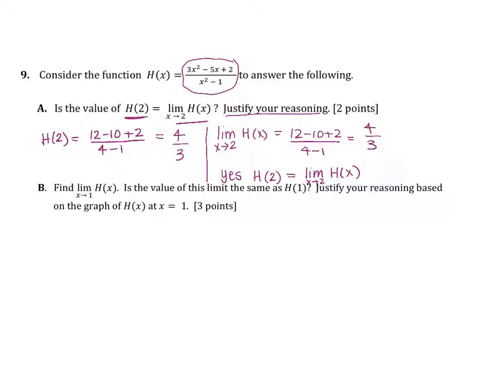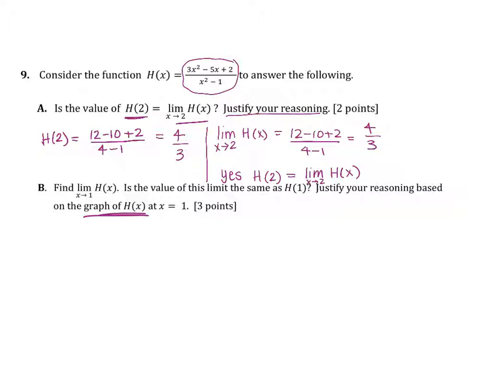Okay, now let's look at part B. Part B asks us to find the limit as x approaches 1. Is that value the same as h at 1? And you need to justify your reasoning based on a graph of h of x at 1. So that's kind of leading us to a hint at what might be happening with this, especially if it says justify your reasoning based on this graph. Now, it doesn't necessarily mean that you must draw a graph. It means that they want you to interpret what might be going on graphically there.